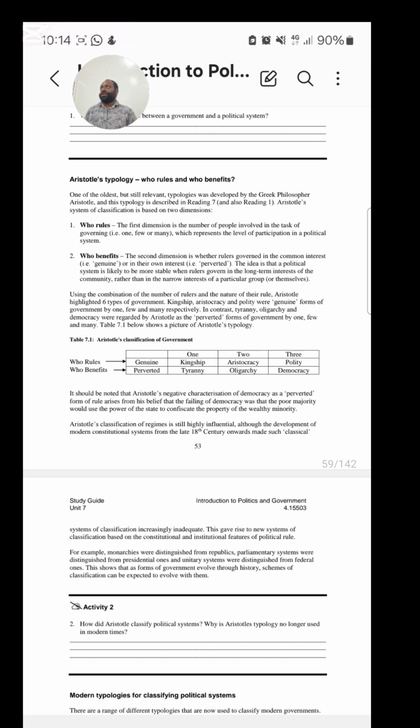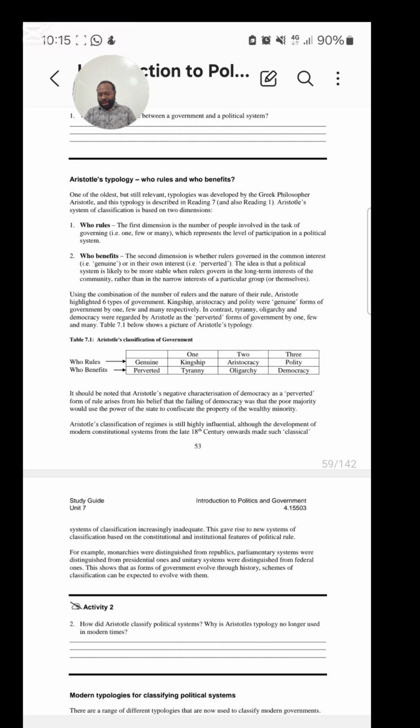So here in the first line of the table, when it's a good rulership, then that rulership tends to be genuine. When it's a bad rulership, then that rulership tends to be perverted. When it's good governance, that governance tends to be genuine. When it's bad governance, then it's perverted, according to Aristotle's classification here. So you have genuine and perverted.